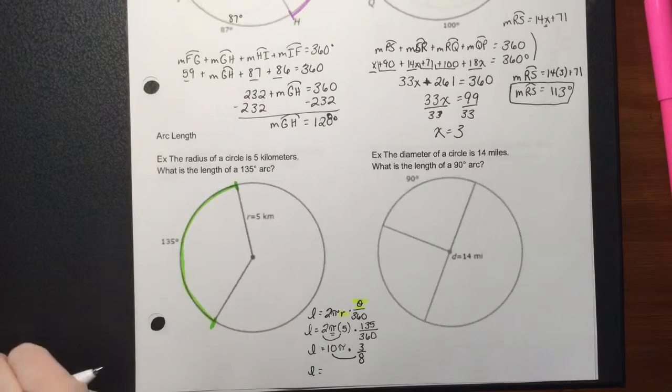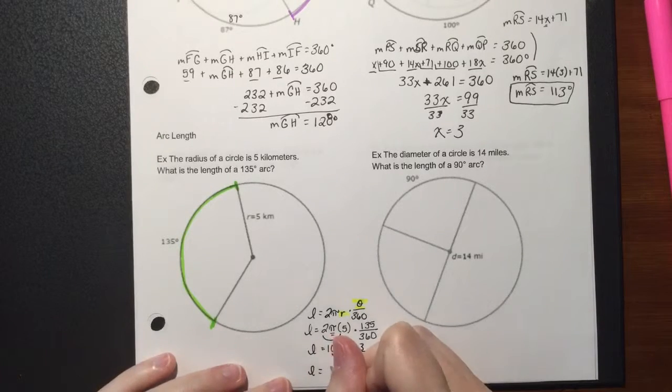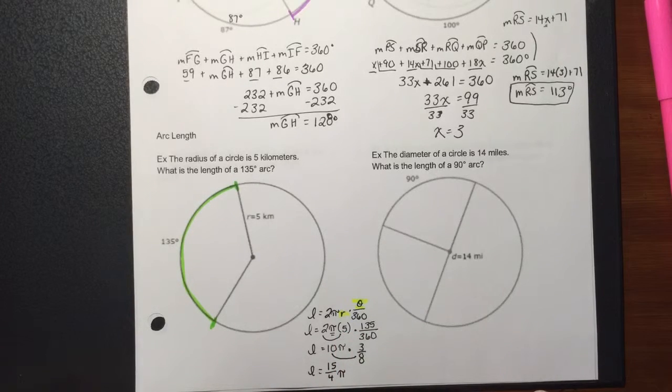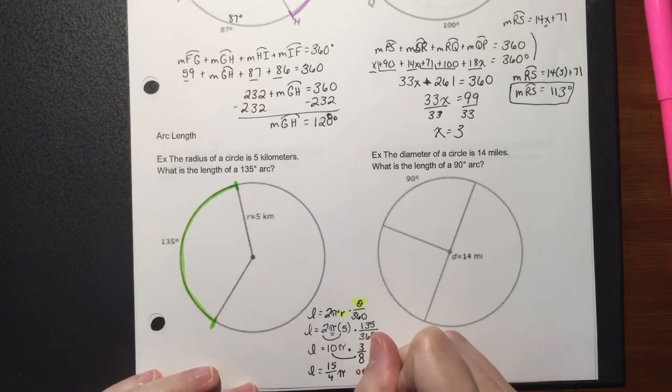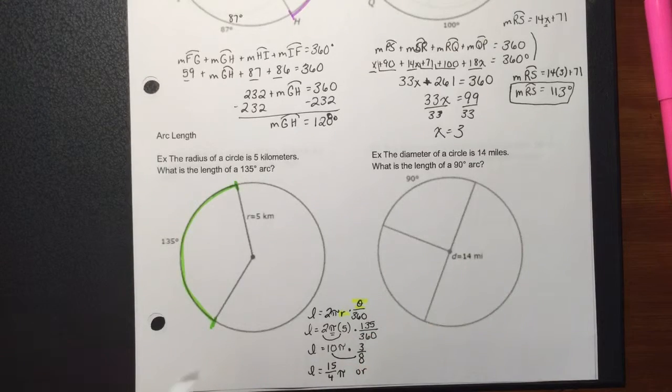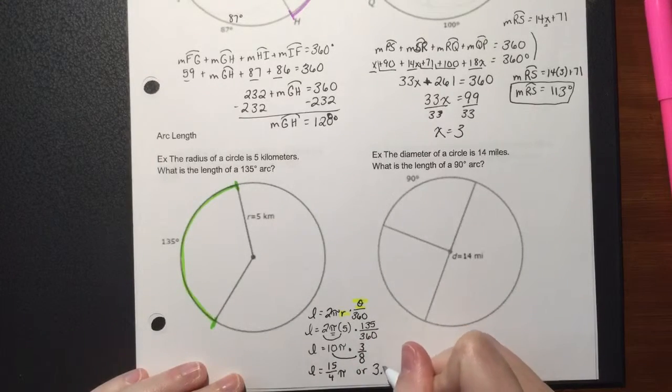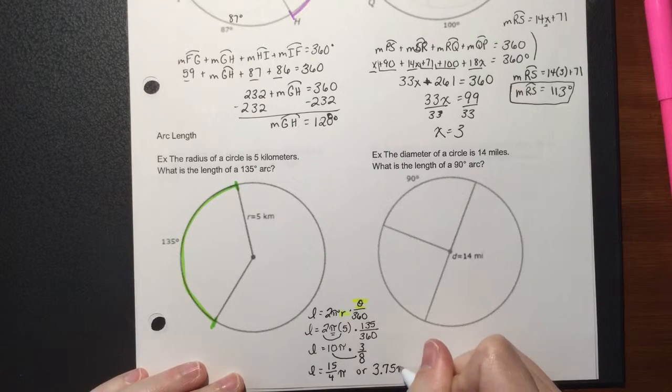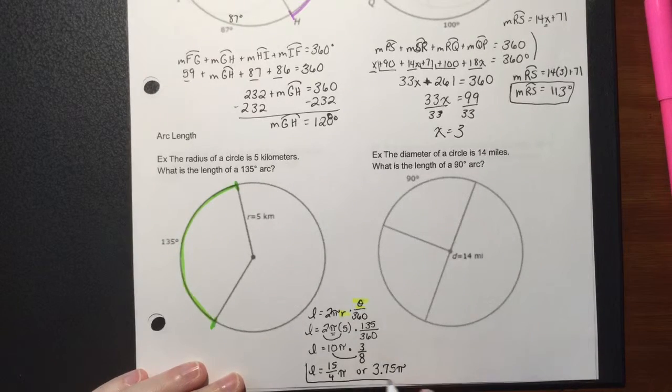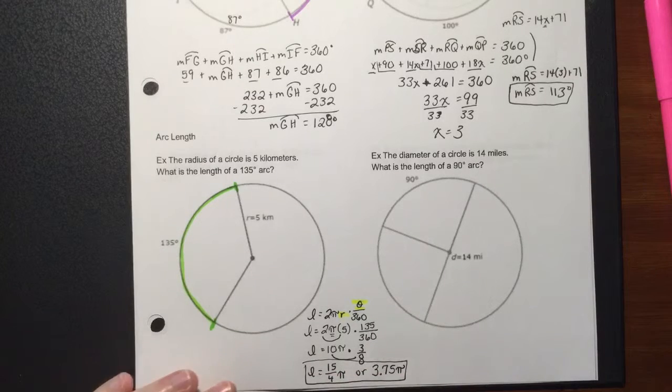So I've got the 3/8 still in my calculator. I'm going to hit times 10. That gives me a mixed number, which I'm going to switch to an improper fraction. So I've got 15 over 4 pi, and that's the answer that you would want to put in. I'm pretty sure you could also put it in as a decimal, and you could do 3.75 pi. So as an exact answer, both of those answers are correct.